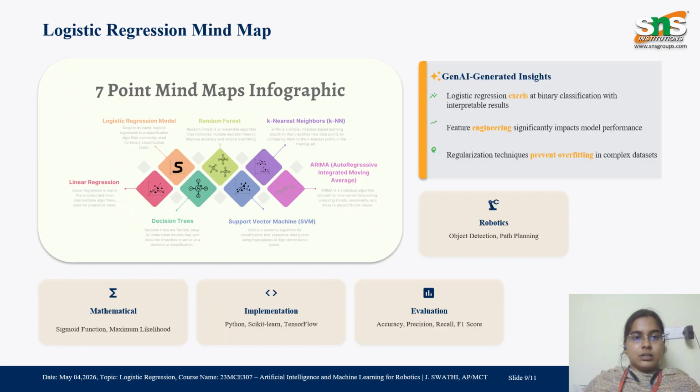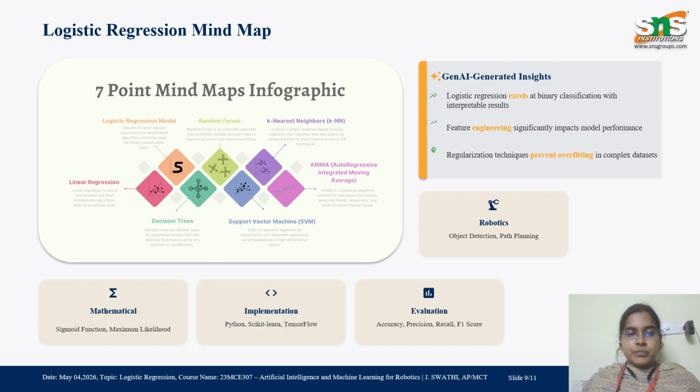And coming to the roadmap, we have a mathematical function, we implement it, we evaluate it, and we go for the real-world application. Major practical applications include healthcare, like predicting the likelihood of a disease based on symptoms, and finance, where detecting fraudulent credit card transactions or loan approvals. Marketing, estimating the probability that a customer will click on an ad or buy a product, and in email, identifying whether an incoming message is spam or not, etc. So here we have a lot of applications.